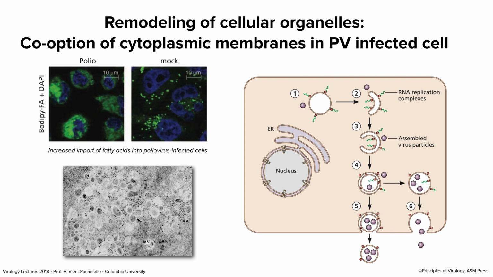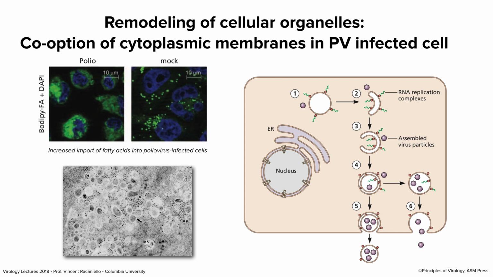And so this requires remodeling of the membranes, and there is an impact on fatty acids as well. So on the upper left is again staining of polio-infected and mock-infected cells with a dye that binds to lipids. You can see mock-infected, there's a smattering of dots of lipid in the cell cytoplasm. Polio-infected cell, it's full of fatty acid, and that's because import of fatty acids, not necessarily the synthesis, but import of fatty acids into the cell from the medium is increased by poliovirus infection. That's obviously to provide these vesicles that are needed for replication and assembly.